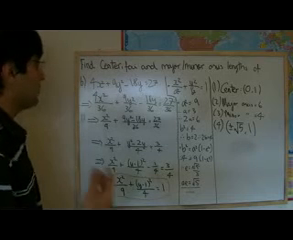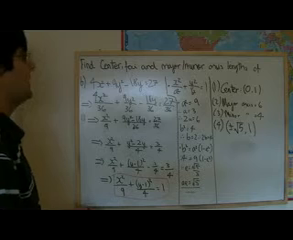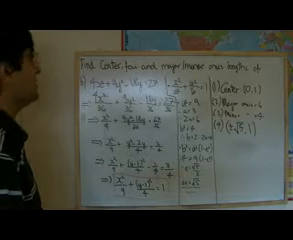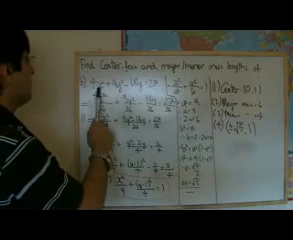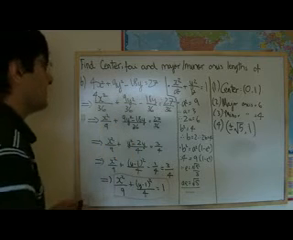Hi, now we're going to do another ellipse problem. We've got to find the center, foci, and the lengths of the major and minor axes of this ellipse: 4x squared plus 9y squared minus 18y equals 27.